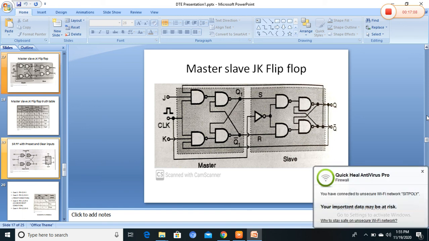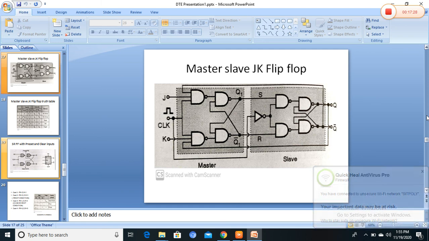Then when the clock is 0, the slave is active and the master is inactive. The slave toggles at that time when the clock is 0. These outputs Q and Q bar are connected to the master, but at that time the master does not respond to change its output because the clock is not applied. So the multiple toggling that would take place when J is 1 and K is 1 is avoided by this master slave JK flip-flop.